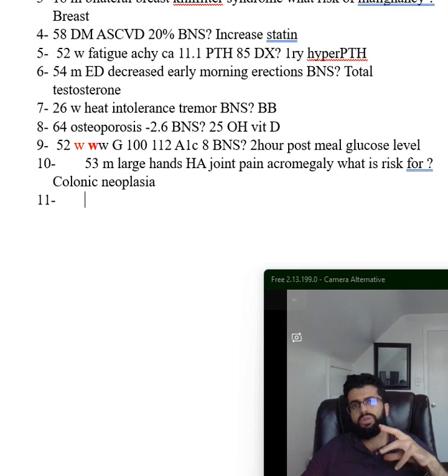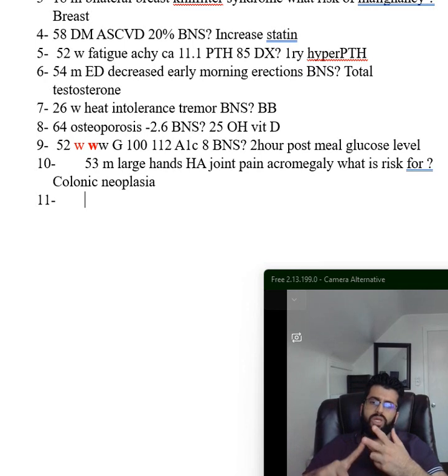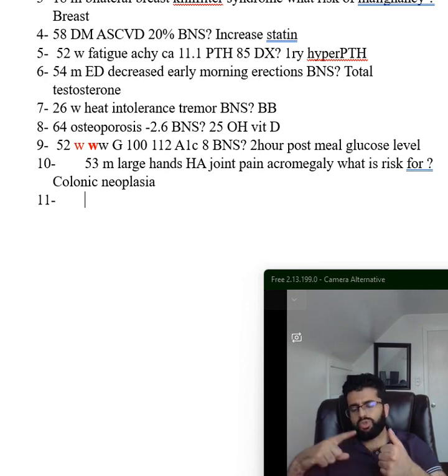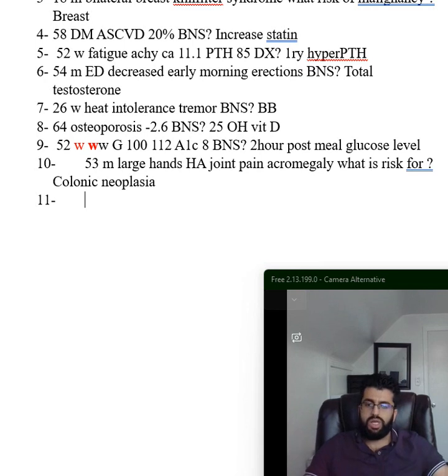GI colonic polyps and cancer, diverticulosis can cause that. Endocrine can cause galactorrhea, hypogonadism, diabetes, hypertriglyceridemia. Other additional features cause enlarged tongue, enlarged thyroid, salivary gland, liver, spleen, kidney, prostate. All of those can grow bigger. Okay.